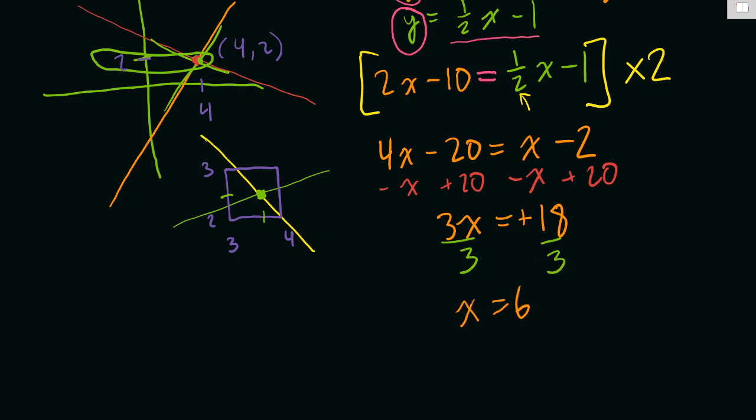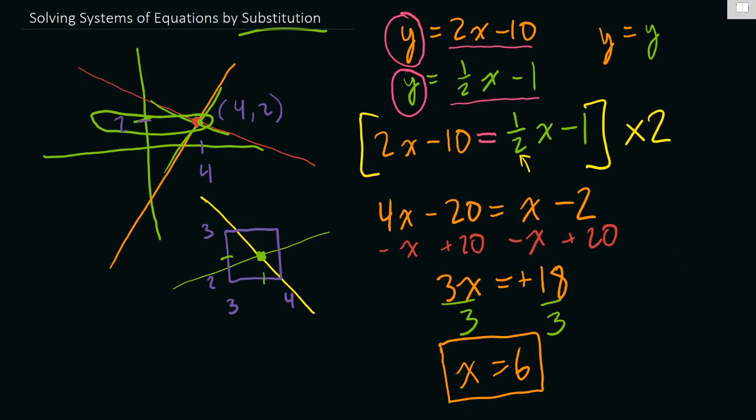Okay, so that's half of our solution. We have found the x value of our solution. But we still don't know our y value. So what we're going to do is take that x value and substitute it into one of our equations. And I'm going to choose the equation that doesn't have a fraction, just because why deal with fractions if you don't have to, right?